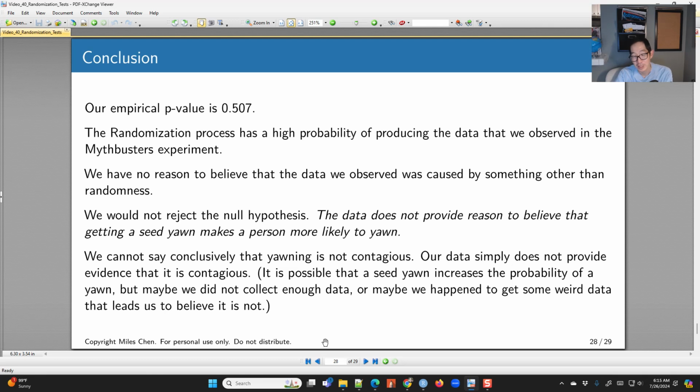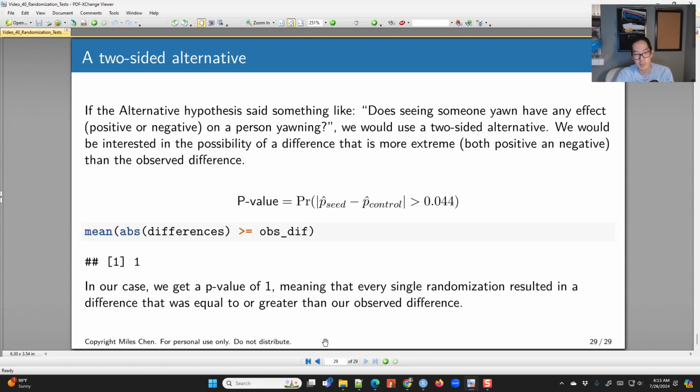I don't know, okay? So we can't conclusively say yawning isn't contagious, but this data is not the thing that's going to prove it to us, okay? What would happen if you ask the question, does yawning have any effect, positive or negative, right? Maybe you see someone yawn and you're like, oh, no, I can't yawn. So we would be interested if there's a positive or negative difference, okay?